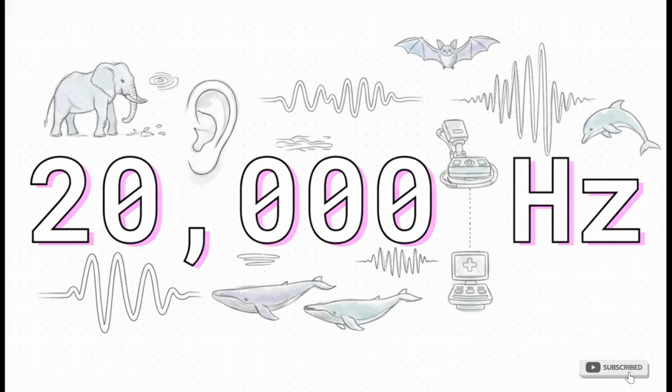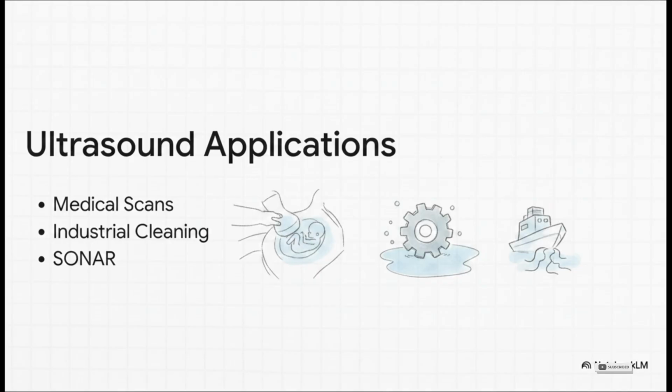Anything below 20 hertz is called infrasonic. Think of the super deep, rumbling sounds made by elephants or whales. But anything above that 20,000 hertz limit, that is called ultrasound. We obviously can't hear it, but animals like dolphins and bats use it naturally all the time. And, more importantly for us, human engineers have harnessed it to build some absolutely incredible tools. Let's see how this actually translates to modern tech.